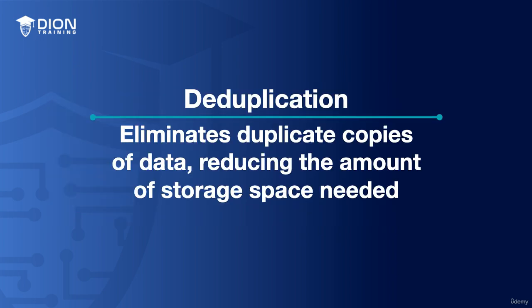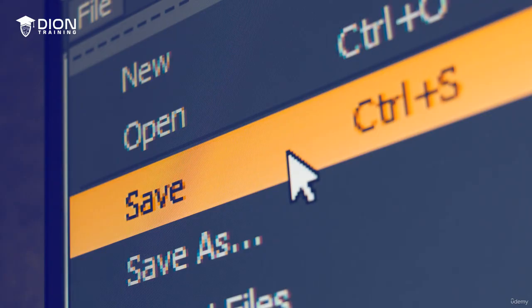Second, we have deduplication. Now, deduplication is a feature that eliminates duplicate copies of data and therefore reduces the amount of storage space that's needed. Now, this is done by identifying and removing identical copies of data and leaving only one copy of that data being stored on a given storage device or cloud storage system. For example, if a company has multiple employees who are storing the same document in the cloud, deduplication will remove all the duplicate copies and leave only one copy of that document stored.